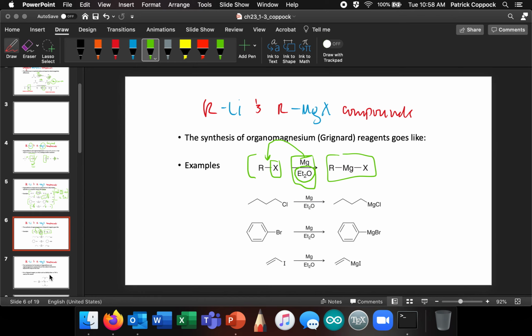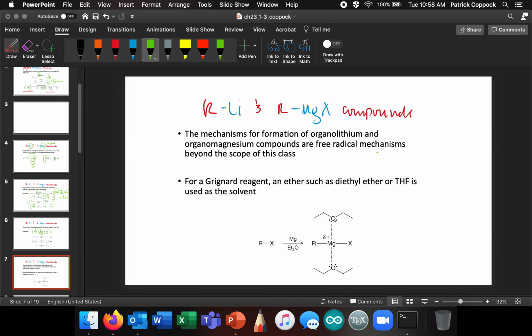Now let's talk about one more thing about Grignard reagents. The diethyl ether stabilizes it. But I do want to point out that the mechanisms for formation of these two are beyond the scope of this class. As your professor, I don't have a good understanding of how this works, and it's not important for what we're trying to do in here.